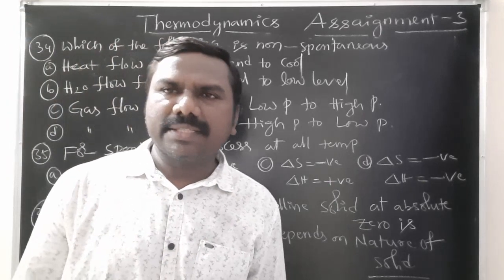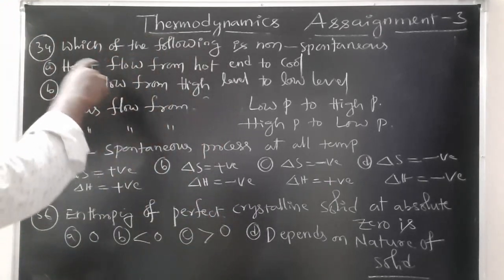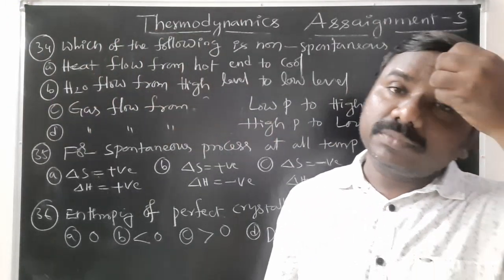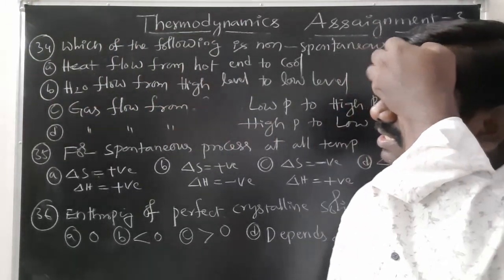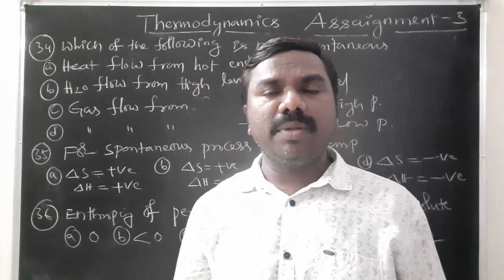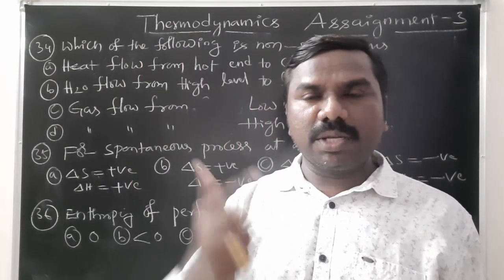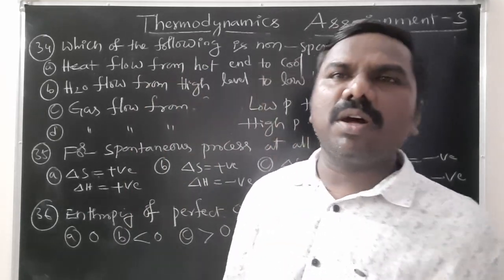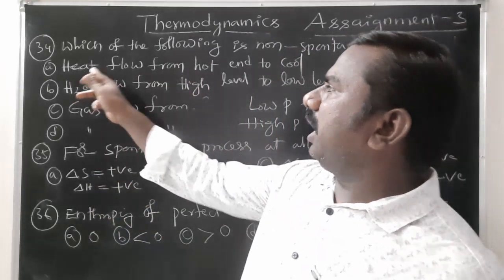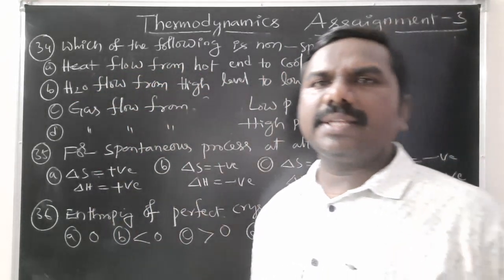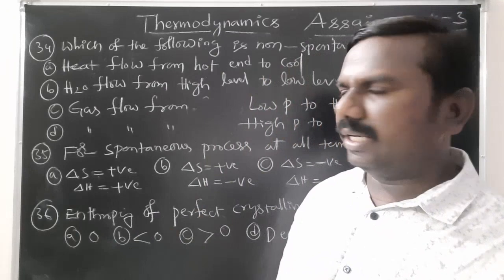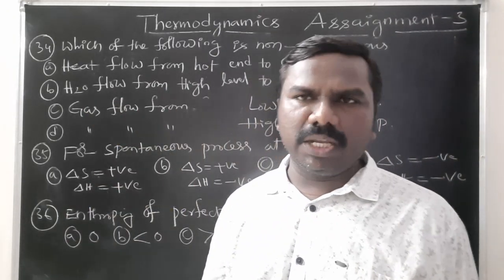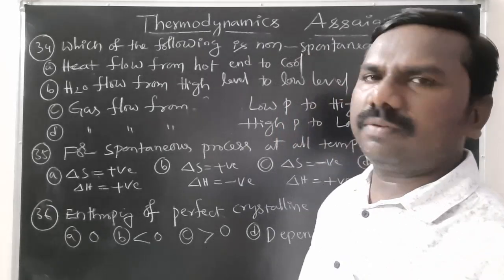Okay students, next bit. Which of the following is non-spontaneous reaction? Spontaneous means high level to low level, high pressure to low pressure, high temperature to low temperature. Reverse one is non-spontaneous. Heat flow from hot end to cool end. Yes, high temperature to low temperature, correct. Water flow from high level to low level. Yes, spontaneous, high level to low level.